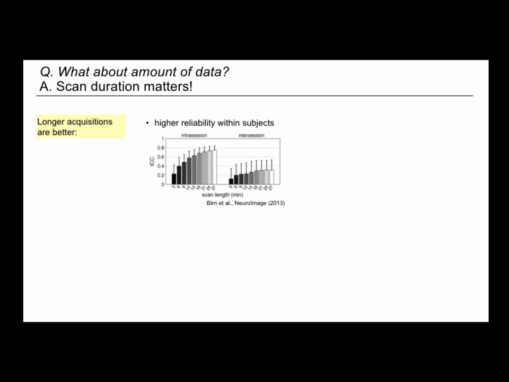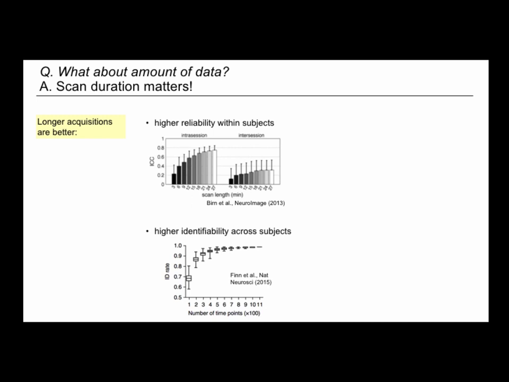What about amount of data? One thing that we've seen does matter a lot is scan duration, and this may not be surprising to many of you, but it's worth reiterating that longer acquisitions are always better. This is bad news for the subjects, but to the extent that you can keep them in there longer, it's going to be better. So longer acquisitions give us higher reliability within subjects, seen here as interclass correlation coefficient as a function of scan length. So this is, again, within single subjects.